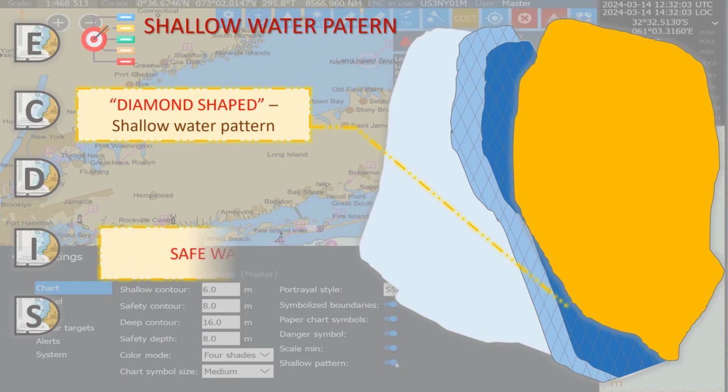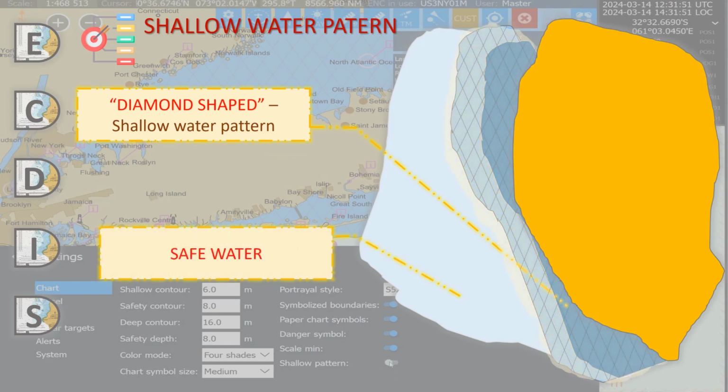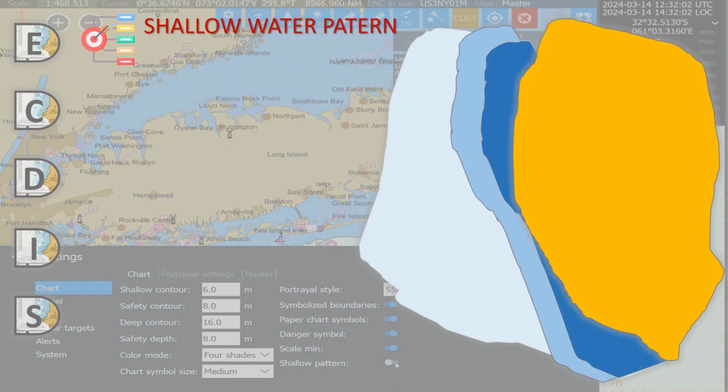By switching on this pattern, the area of unsafe water becomes more distinct, which is helpful when operating under difficult conditions, such as at night, where it may not be obvious when large portions of the screen are displaying shallow waters. So, this diamond-shaped shallow water pattern is a useful feature when operating at night under the 4-depth shade configuration. Also, it may be used under normal day conditions.